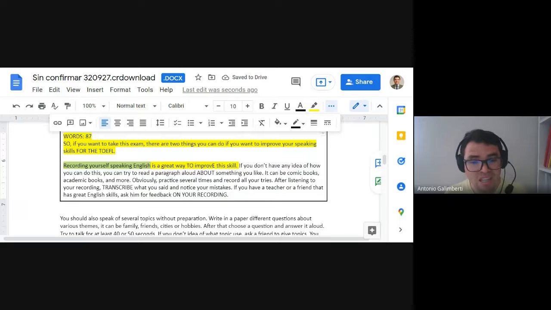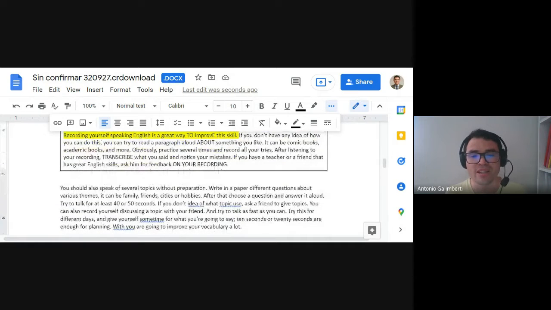So let's see if the whole paragraph is about that. It says, if you don't have any idea of how you can do this, you can try to read a paragraph about something you like. It can be comic books, academic books, and more. Obviously, practice several times and record all your tries. After listening to your recording, transcribe what you said and notice your mistakes.